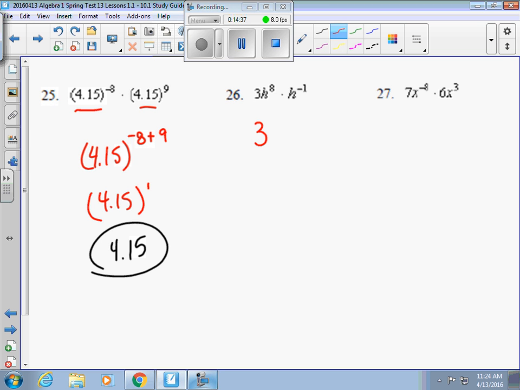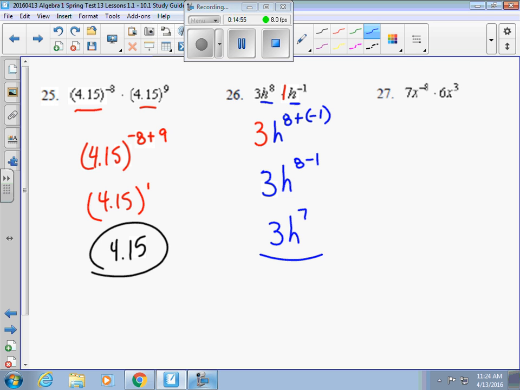3h to the 8th times h to the negative 1. 3 times 1, if you need it, is just going to be 3. And h and h are the same base. H to the 8th plus a negative 1. Remember, plus a negative 1 just means minus 1. 8 minus 1 is 3h to the 7th power.